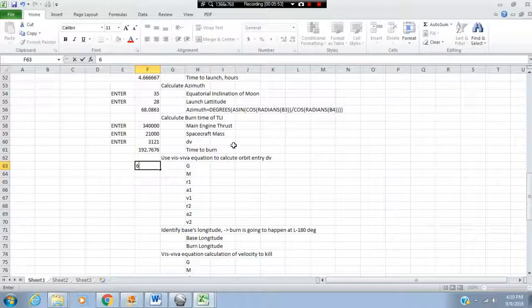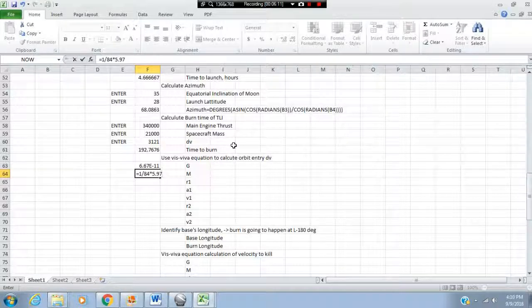Here's another example. 6.67 times 10 to the minus 11. That's a hard fact number. We'll never have to enter that again. The next thing is the moon, which, if I remember correctly, is 1/84 the mass of the Earth.